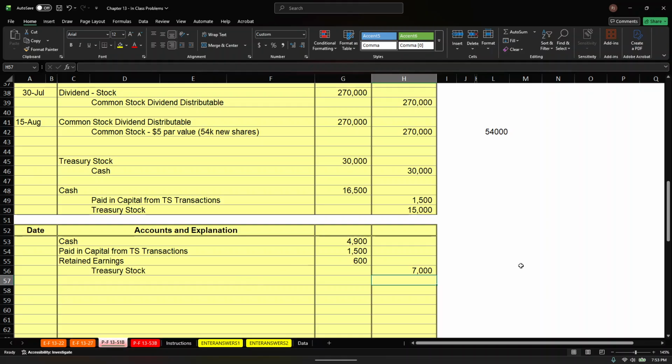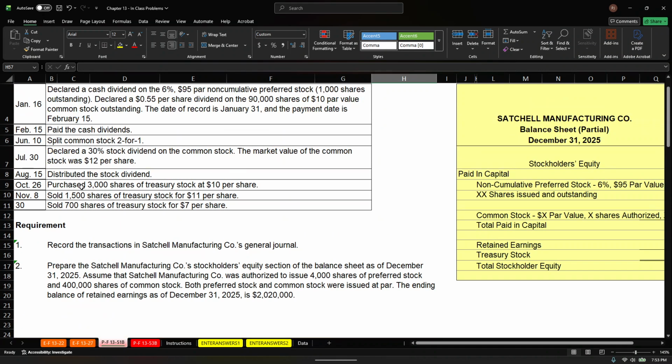But we still have some shares, right? Because we bought 3,000, but we've only sold back 2,200. So how many shares do we still have? We still own 800 shares, right? 3,000 minus 1,500 minus 700 is 800. So this is going to affect how many shares are outstanding. Okay, so how many shares are outstanding?